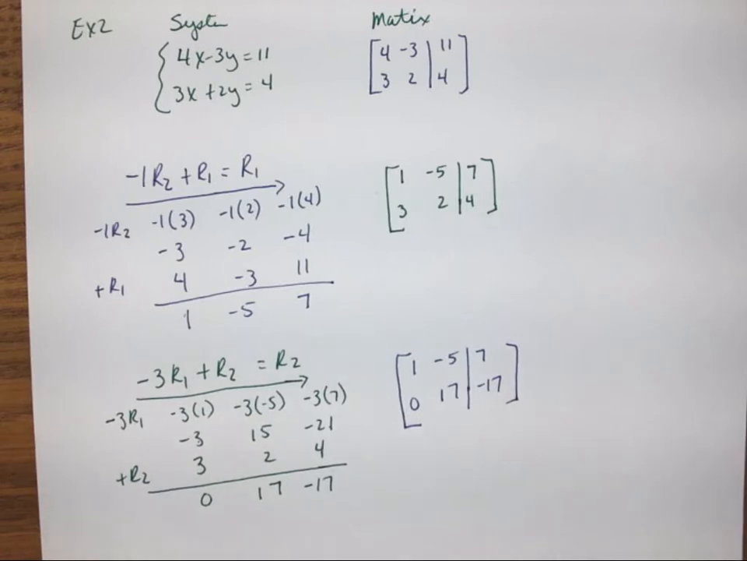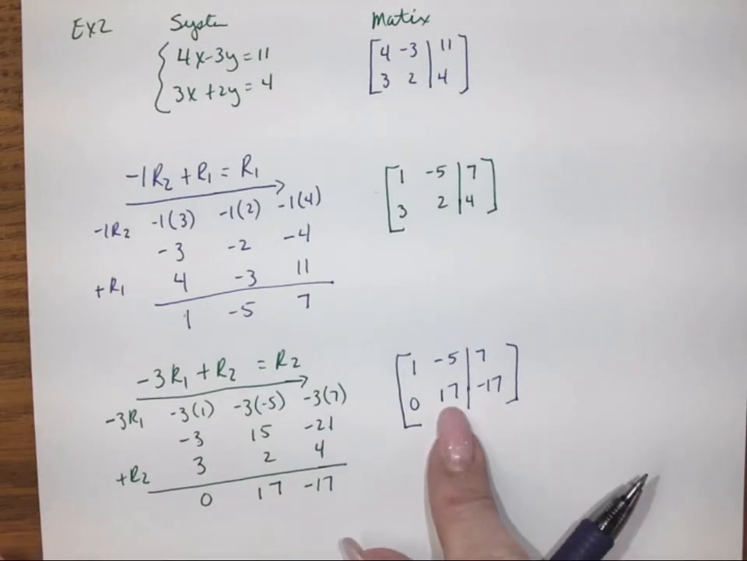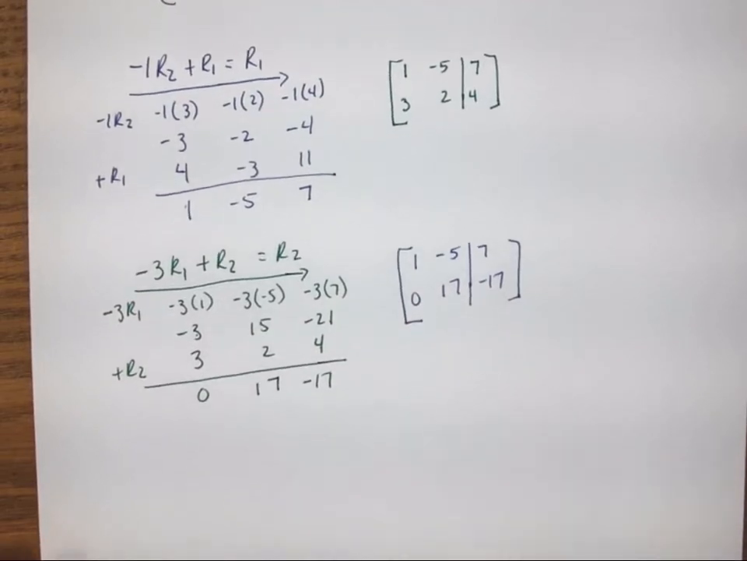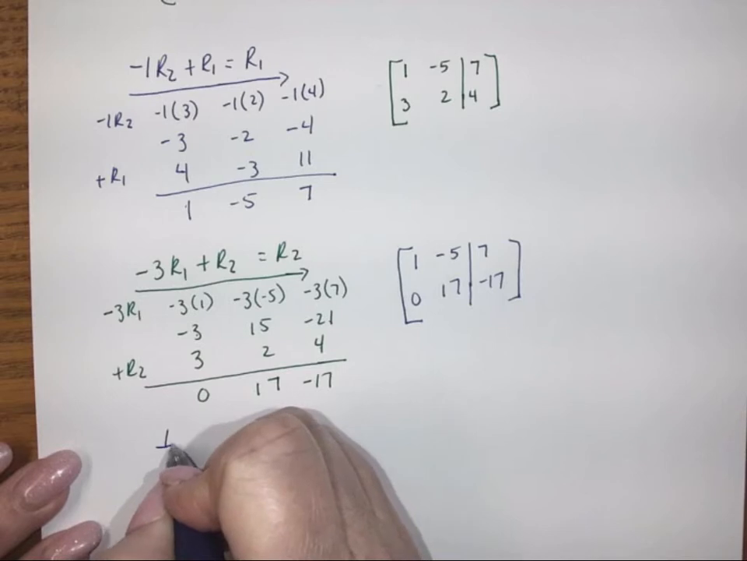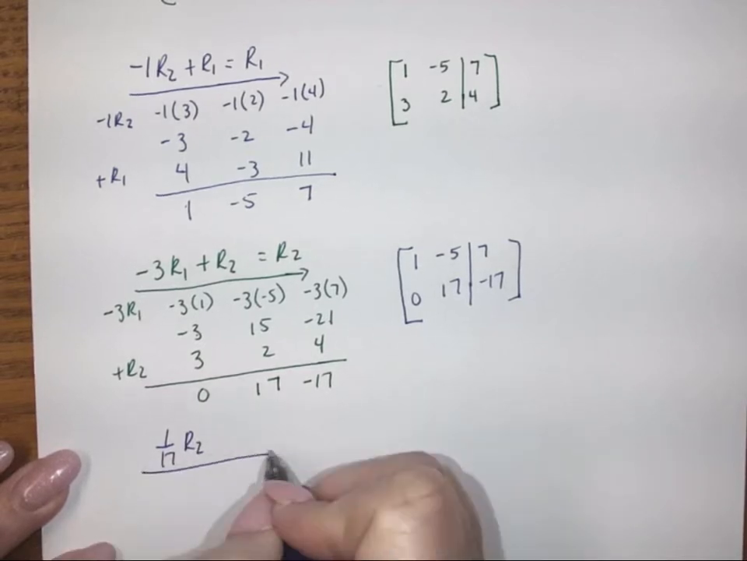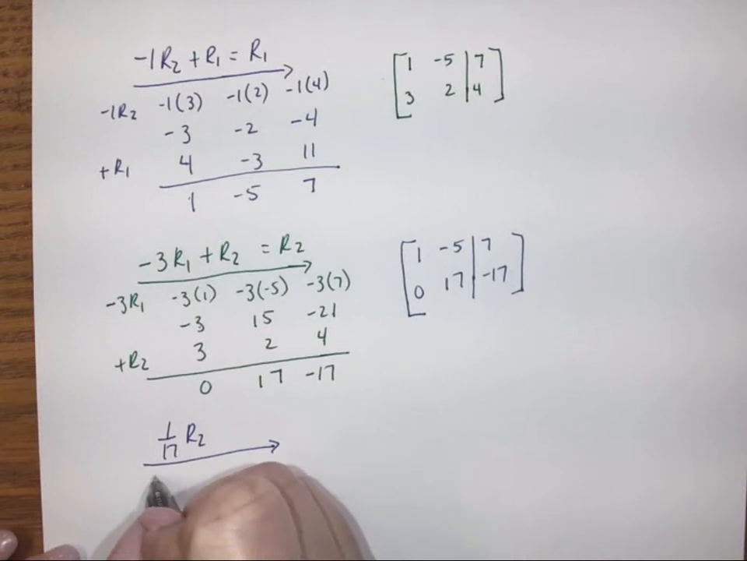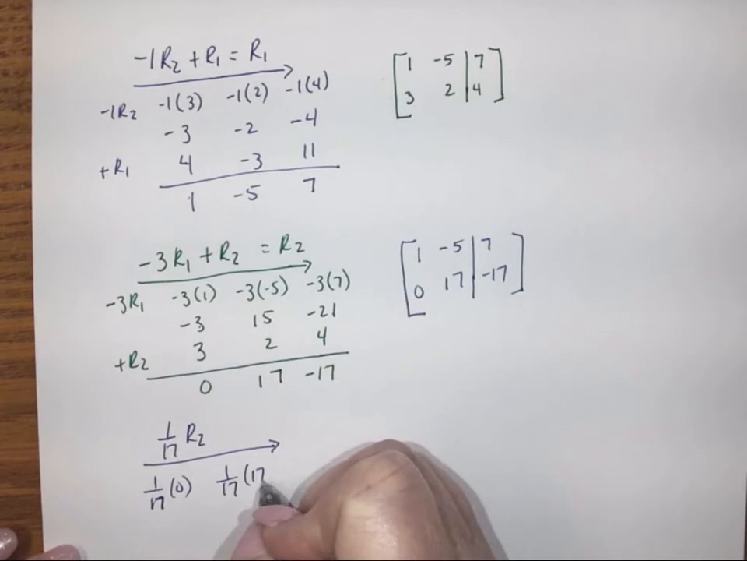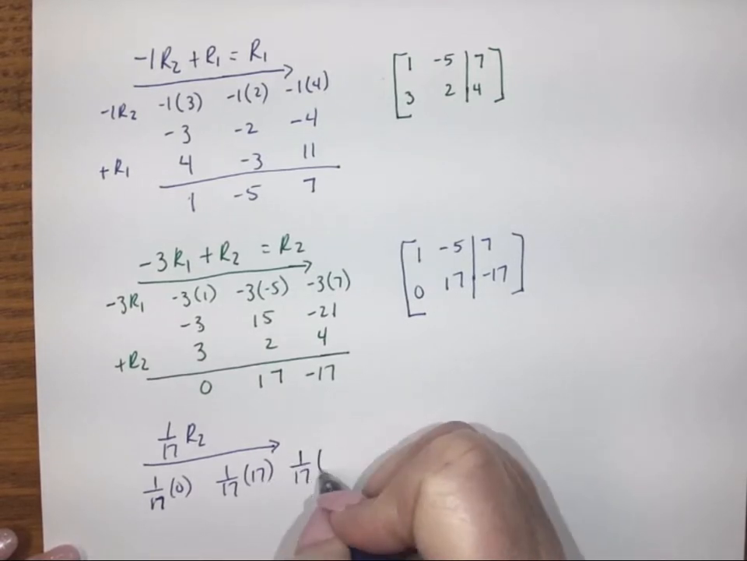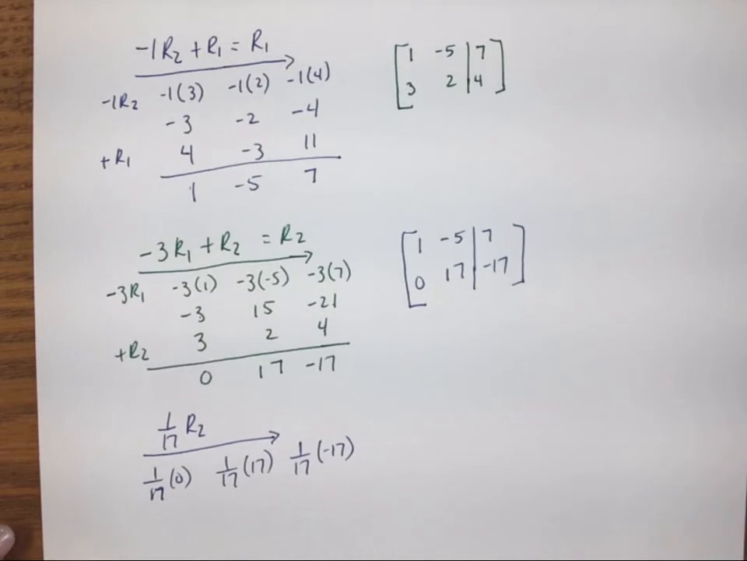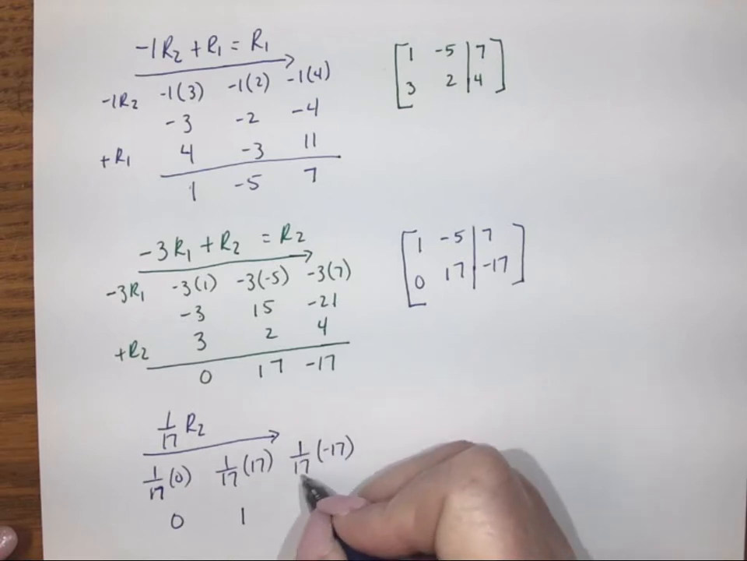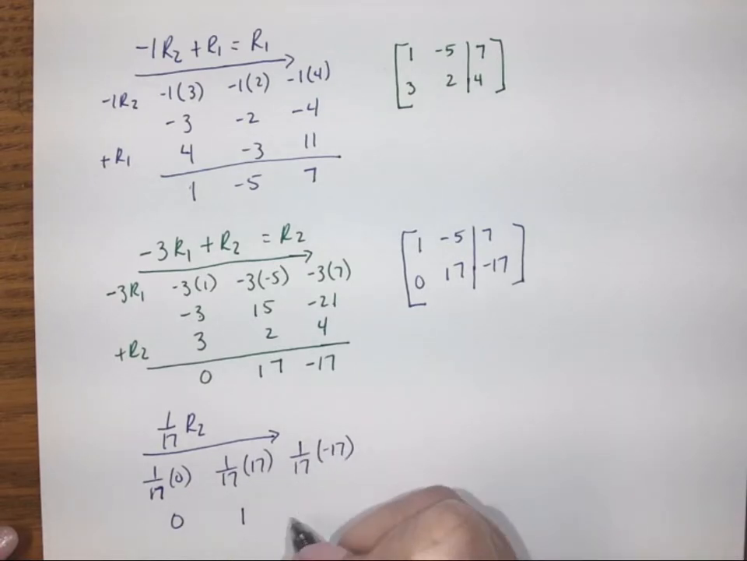Now our next step is to get this to become a 1. So what can we do for this one? Well, we have 17. The easiest thing to do will be to multiply by 1 over 17. So we'll have 1 over 17 times row 2. So 1 over 17 times 0, 1 over 17 times 17, 1 over 17 times negative 17. Well, anything times 0 is still 0. 1 over 17 times 17 is 1, and 1 over 17 times negative 17 is negative 1.